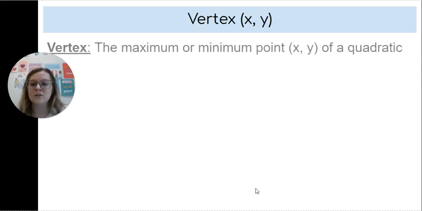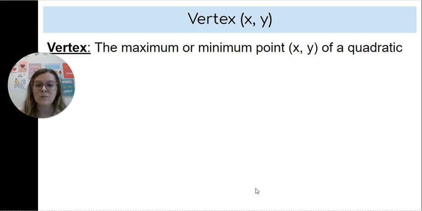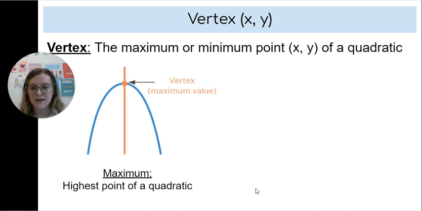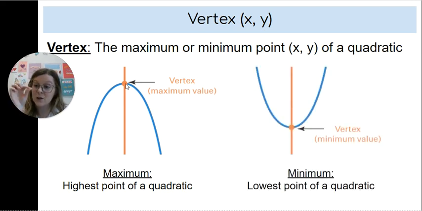All right, next we're doing the vertex. So that is the maximum or minimum point of a quadratic. So here we have the vertex. It's always kind of at the center of that U shape. And if it's the highest, it's going to be the maximum. And then if it's at the bottom, it's going to be the minimum. Pretty self-explanatory here. So that's the vertex. The vertex will always, always, always split it down the middle.